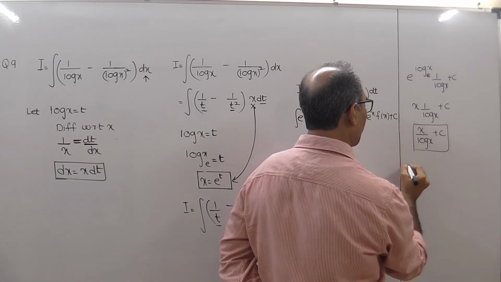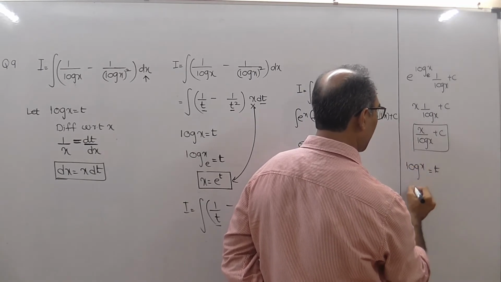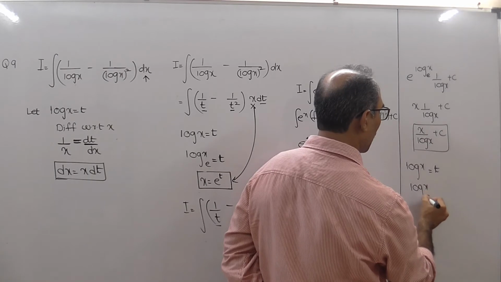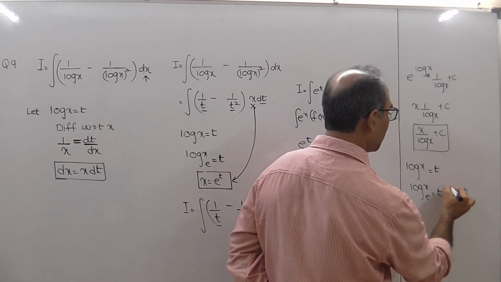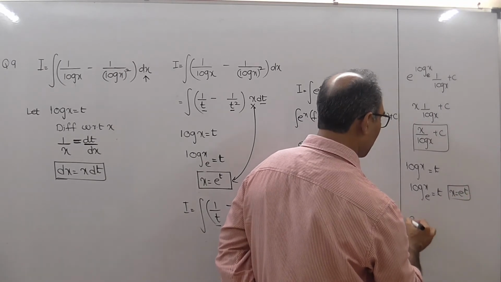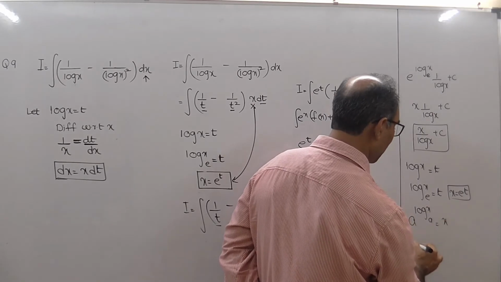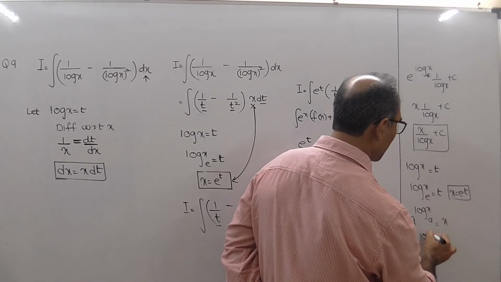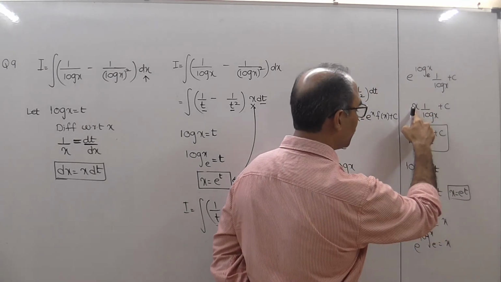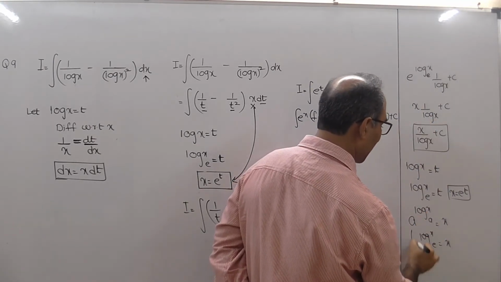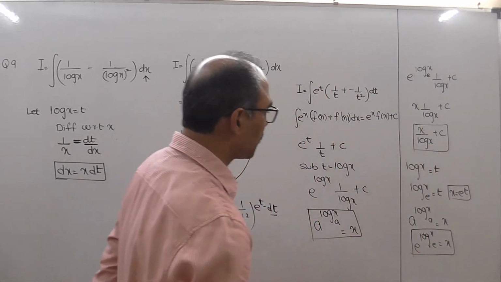So one formula you have to remember is, if log x equals t, it means that log x to the base e is t, therefore you have x equal to e raised to t. This is the formula of logarithm. Another formula is a raised to log x to the base a equal to x. Similarly, e raised to log x to the base e is also x. So that formula is used here. Please revise these formulas.